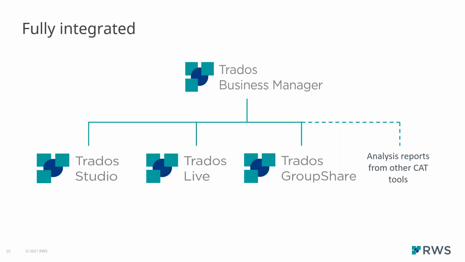One more thing before I hand over to Lydia is I am a broken record, and Trados Business Manager is fully integrated with RWS technology. And that's other technology such as Trados Studio, our CAT tool, Trados Group Share, which is a collaboration tool that your clients, LSPs or translation departments that you're working with might be using, and Trados Live, which is our cloud environment. Plus, you can import analysis quotes from other CAT tools to form the basis of your quotes.